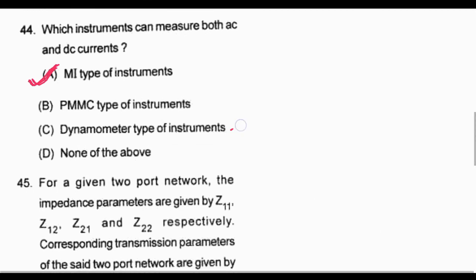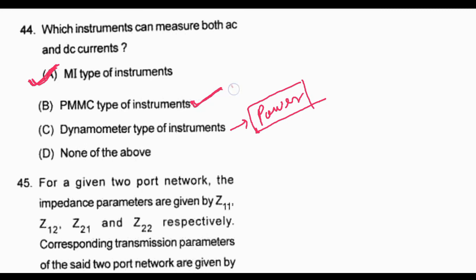So this is for power, although this can also measure voltage and current in case of both AC and DC, and PMMC is always used for DC measurement. This is for DC.